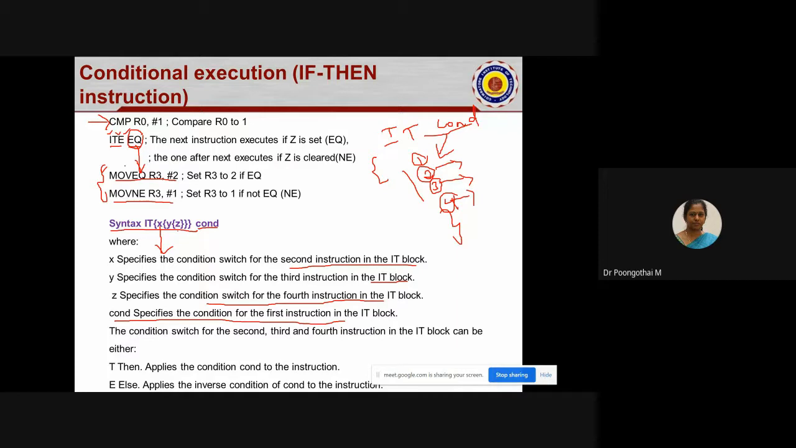If then means the first instruction will be executed. If both are equal, this will be executed. If both are not equal, this will be executed. So T means then, E means else. Apply the condition COND to the instruction. Else means apply the reverse condition.